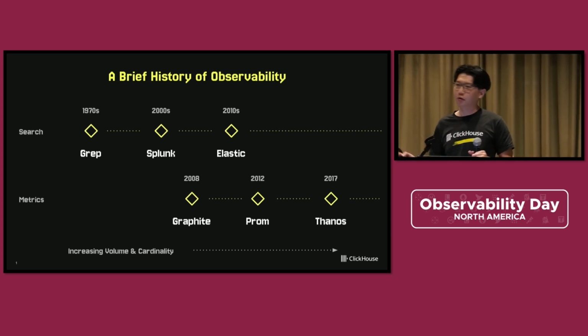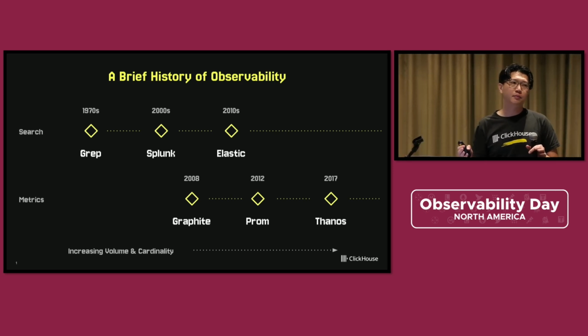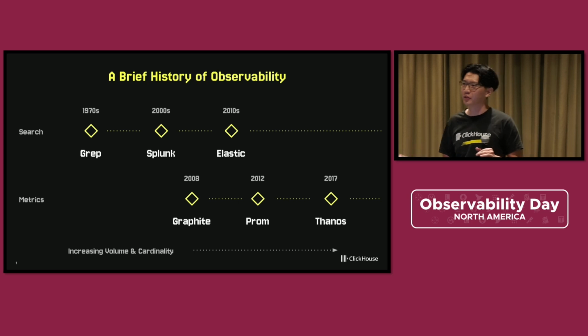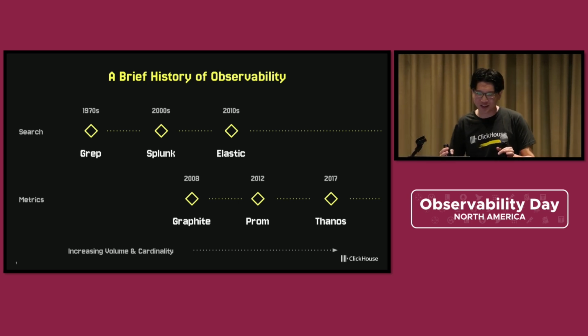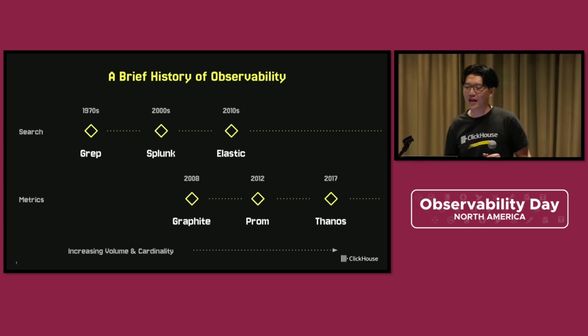Today I'm going to talk about why columnar databases are a pretty dang good fit for observability data in general. But before I get into that, I want to talk a little bit about the history of observability tools, or at least an incredibly compressed version of that.